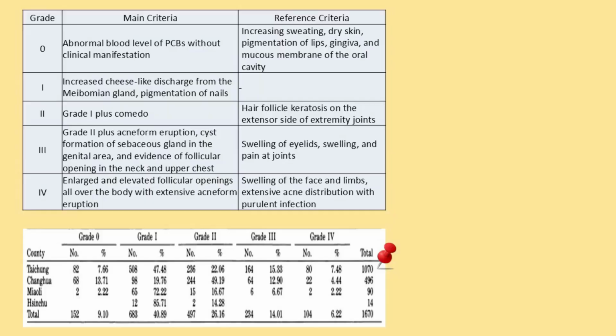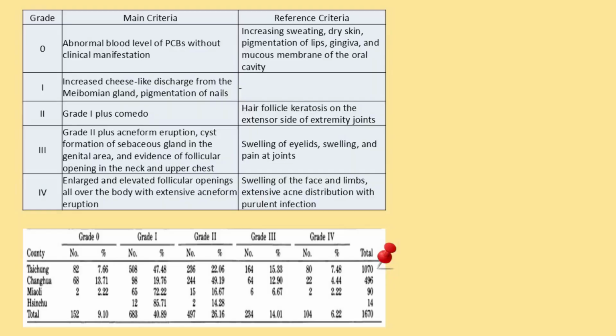And the next one is grade 3. Grade 3 is the accumulation from grade 2 plus acneiform eruption, cyst formation of sebaceous gland in the genital area, and evidence of follicular opening in the neck and upper chest. And then the reference criteria is swelling of the eyelid, and swelling and pain also in almost all the joints.